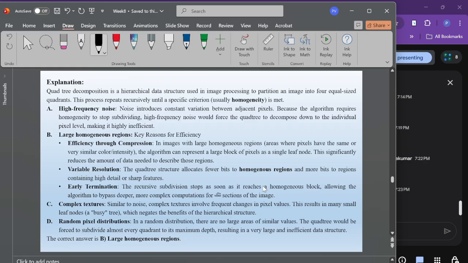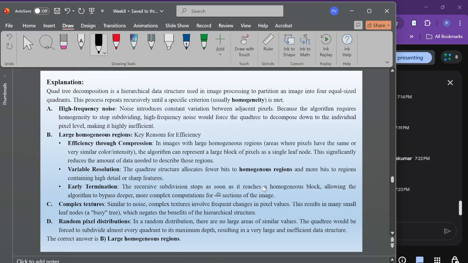Now the next one is large homogeneous regions. The key reason for the efficiency with large homogeneous regions is compression. In images with large homogeneous regions, like areas where pixels have the same or very similar color intensity, the algorithm can represent a large block of pixels as a single leaf node, and this significantly reduces the amount of data needed to describe those regions.